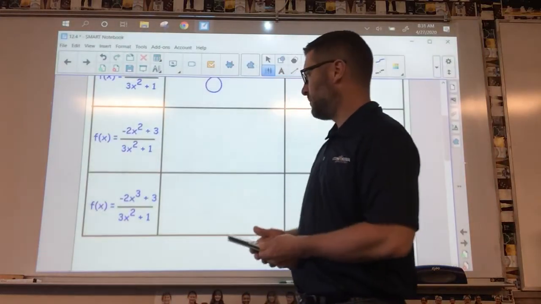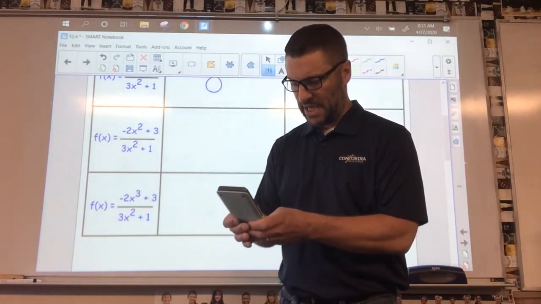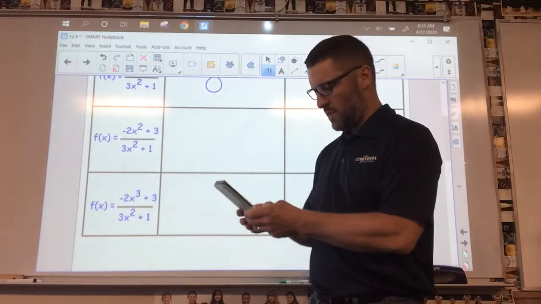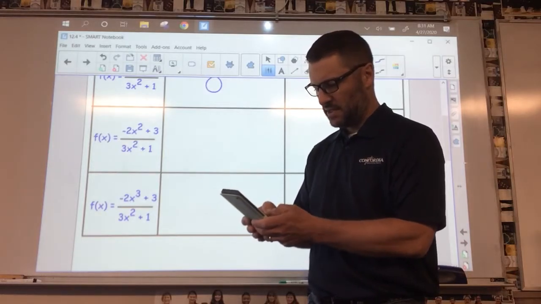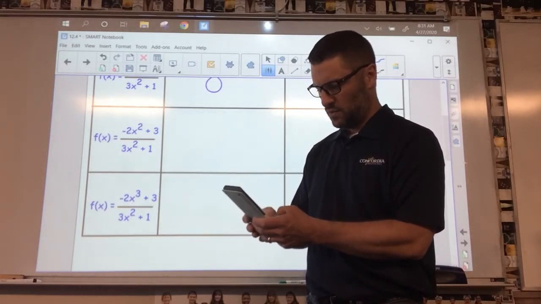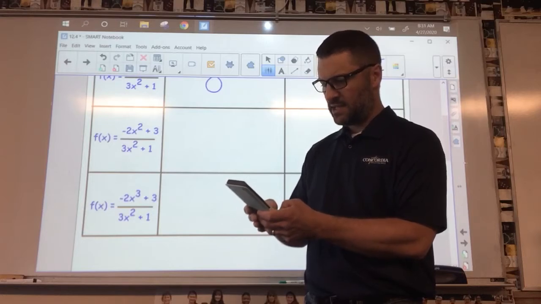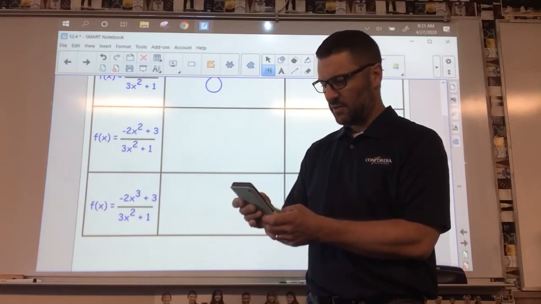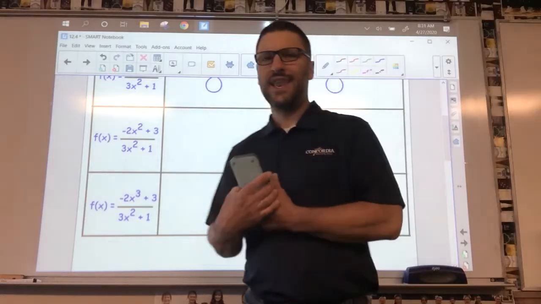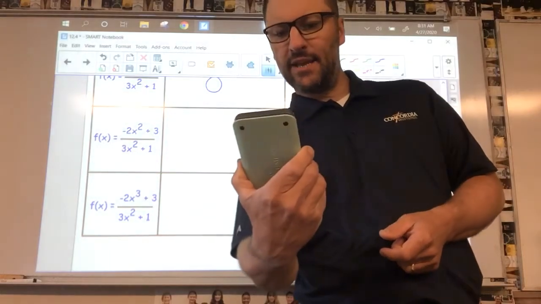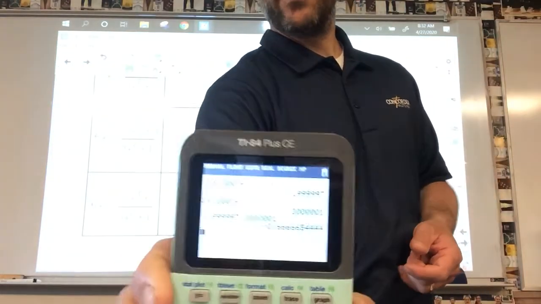I want you to try this now. I want you to see what you get. I'm going to do it also. I want negative 2 times 1,000 squared plus 3, and then I want 3 times 1,000 squared plus 1. And I'm going to divide those two, the first one divided by the second one, the top divided by the bottom. And I'm going to get a number. I want you to get that number. The number I got is negative 0.666666654.